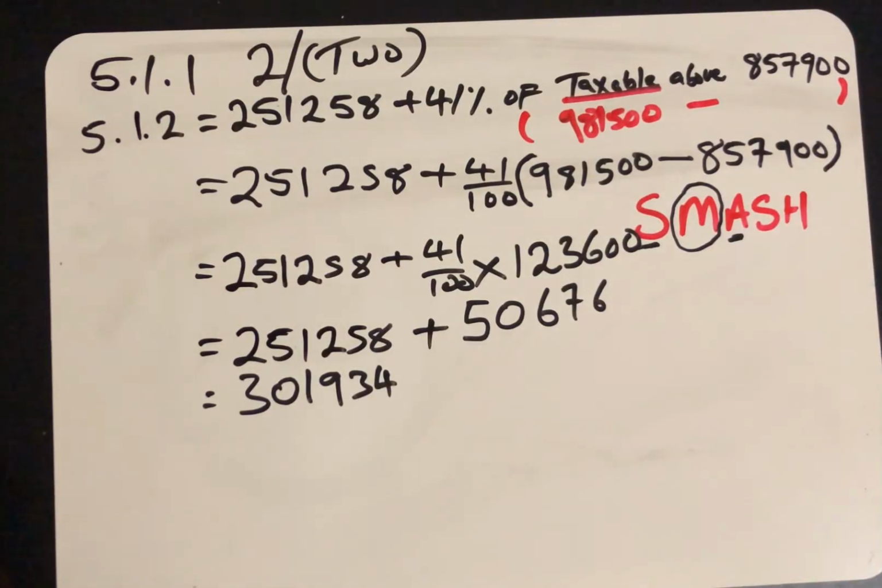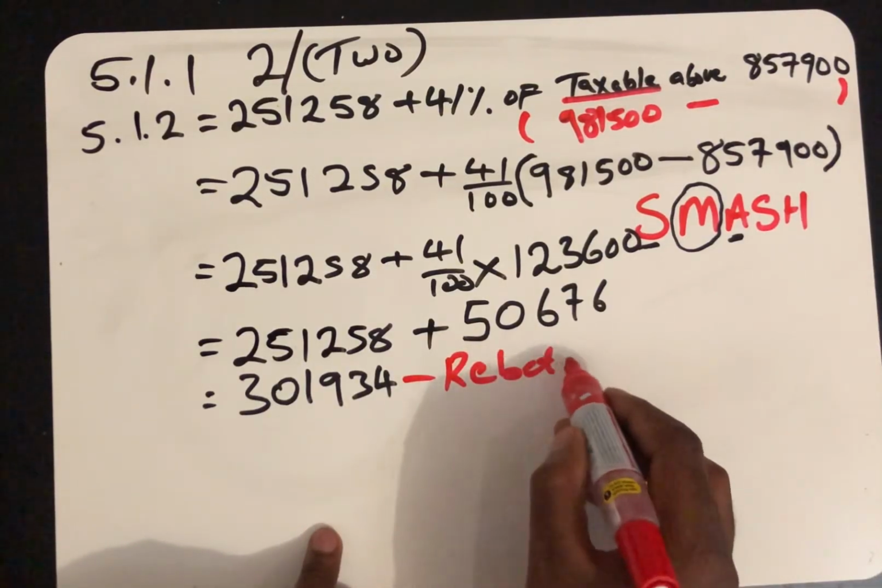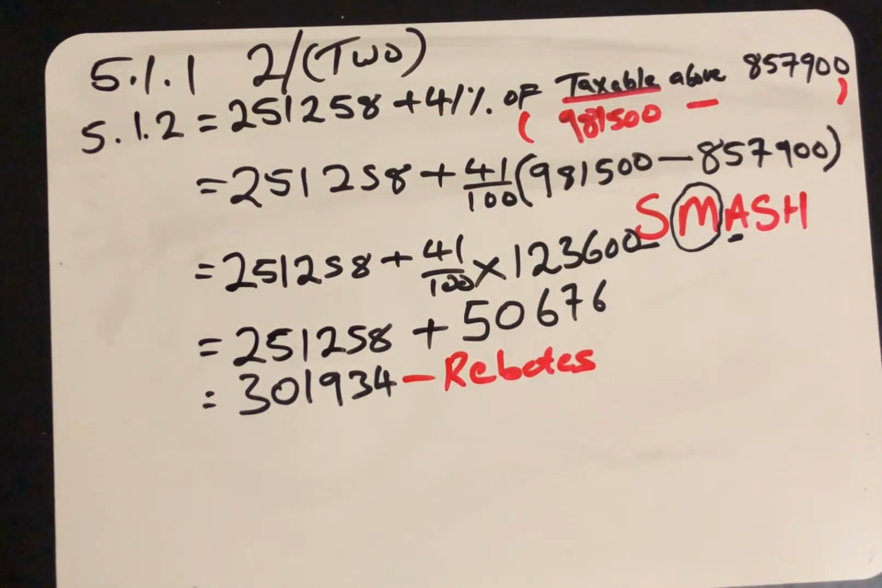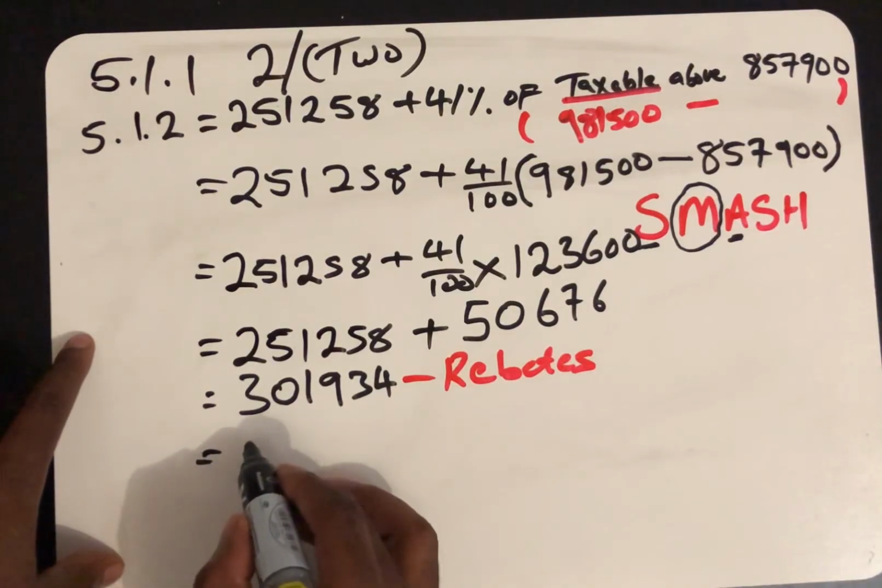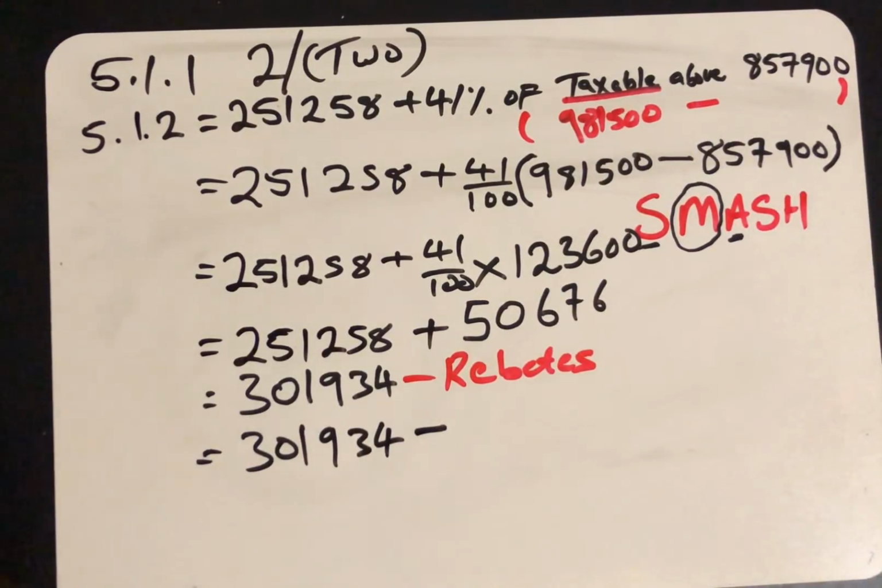But because we talked about the rebates, we are now going to say minus rebates. What is a rebate? A rebate is a relief for taxpayers. So this person, if there was no rebate, was supposed to be paying this amount. Because we know that there's a rebate that reduces the amount of tax that a person pays, we are now going to remove rebates from this 301,934. So we say it equals 301,934 minus rebates.